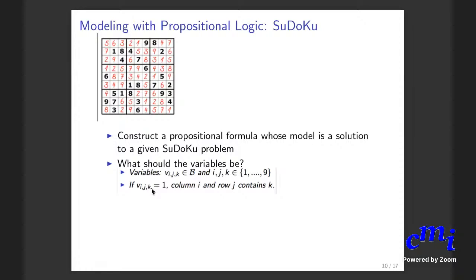Maybe you had a different idea, okay? So, is this the one that you had? Yeah, this was the one I had. So for each of the possible digits that can be placed inside that cell, I've introduced a separate propositional variable. So in this case, there are 9 times 9 times 9 variables.